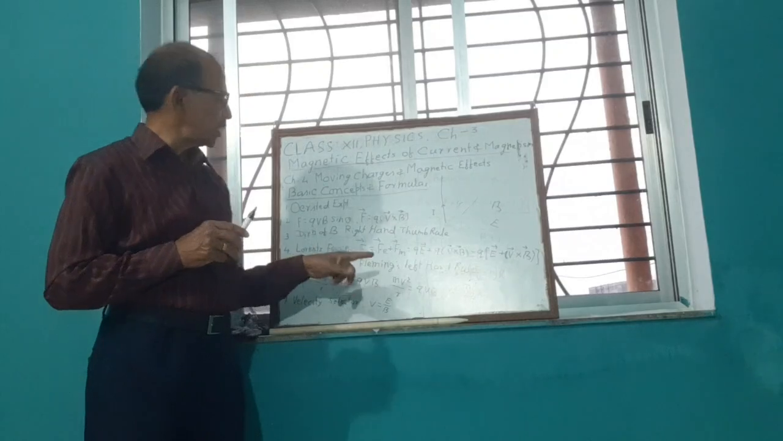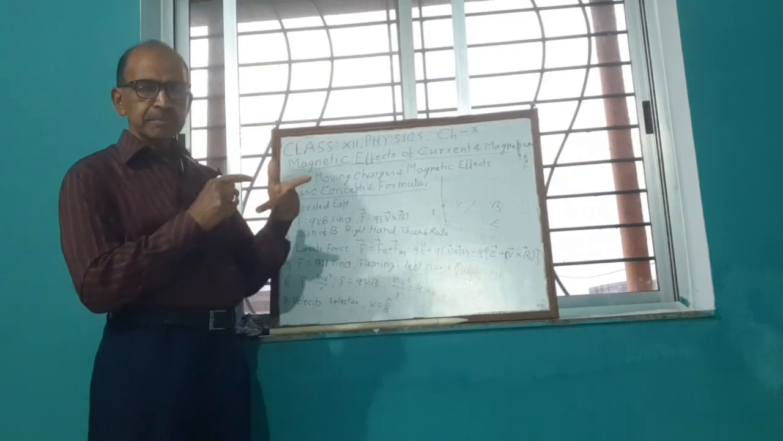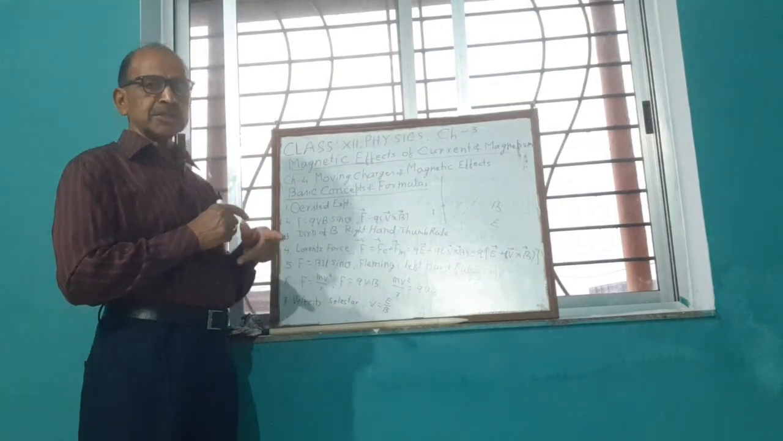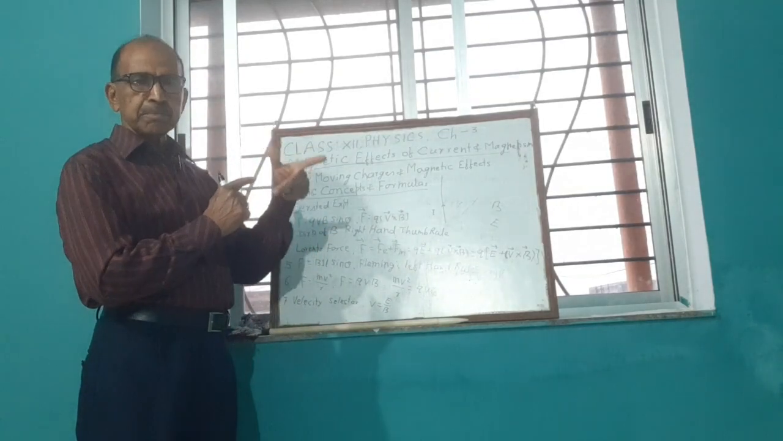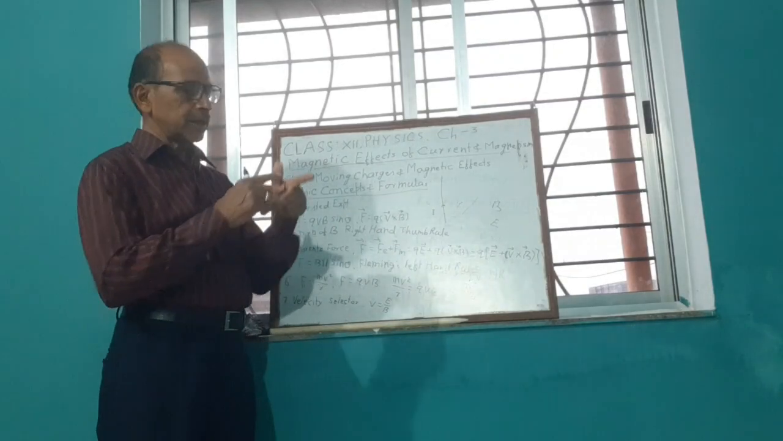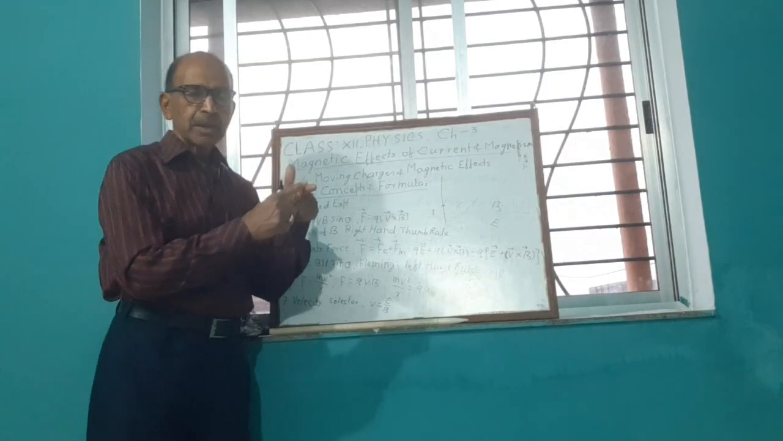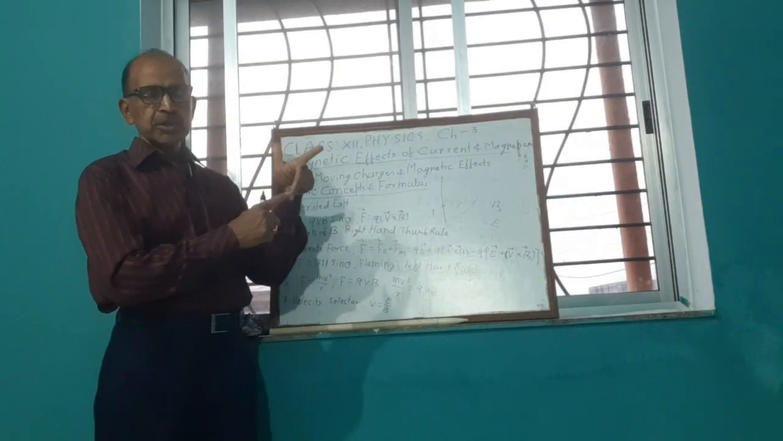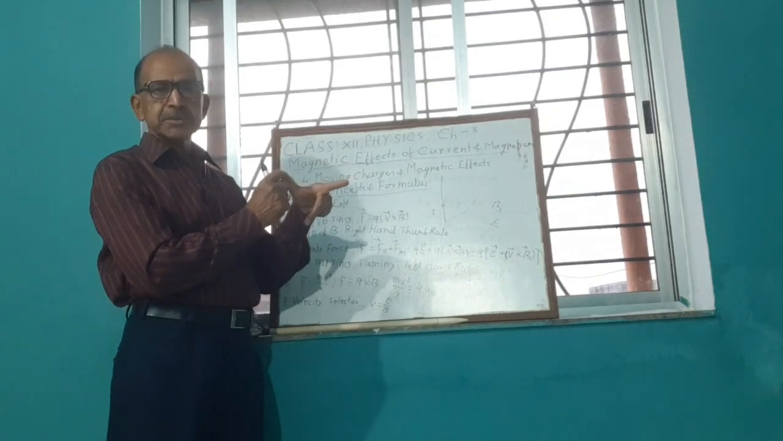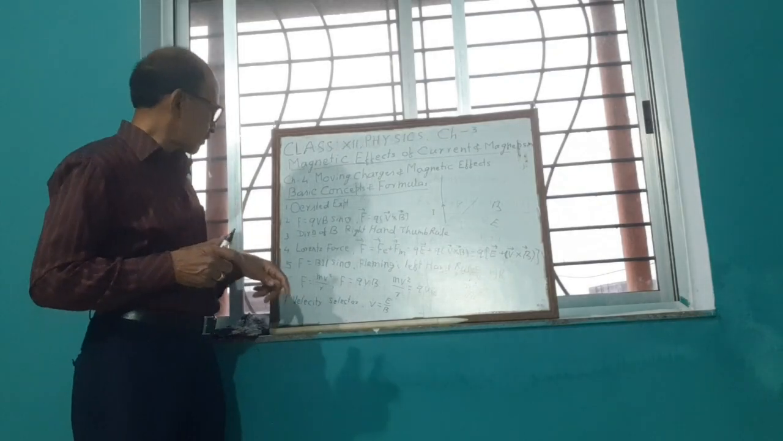The direction of force is given by Fleming's left hand rule. If current is flowing in a conductor placed in a magnetic field, Fleming's left hand rule gives the direction of the force acting on the conductor. The forefinger points in the direction of the magnetic field, the central finger points in the direction of current, and the thumb gives the direction of force acting on the current carrying conductor placed in the magnetic field.